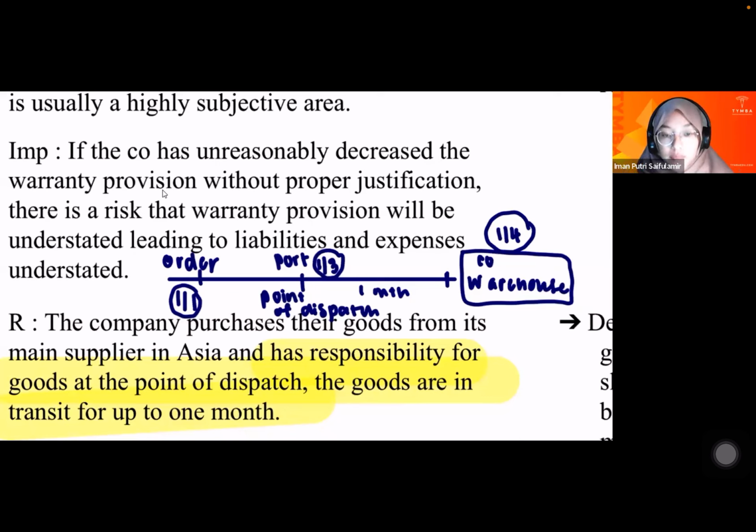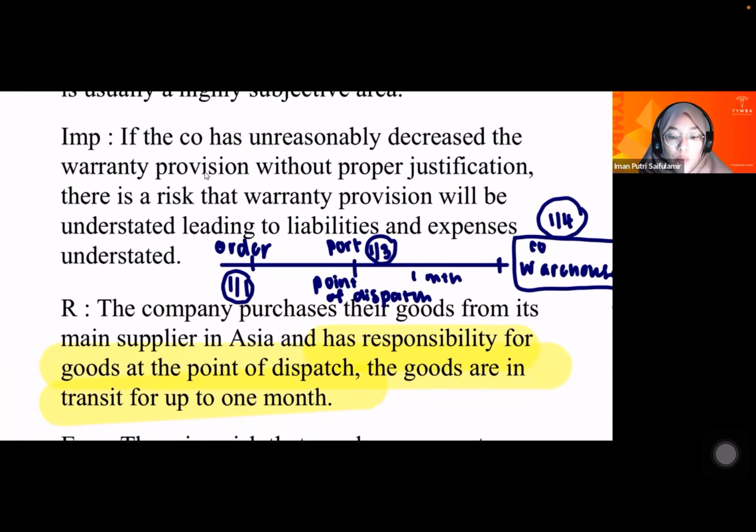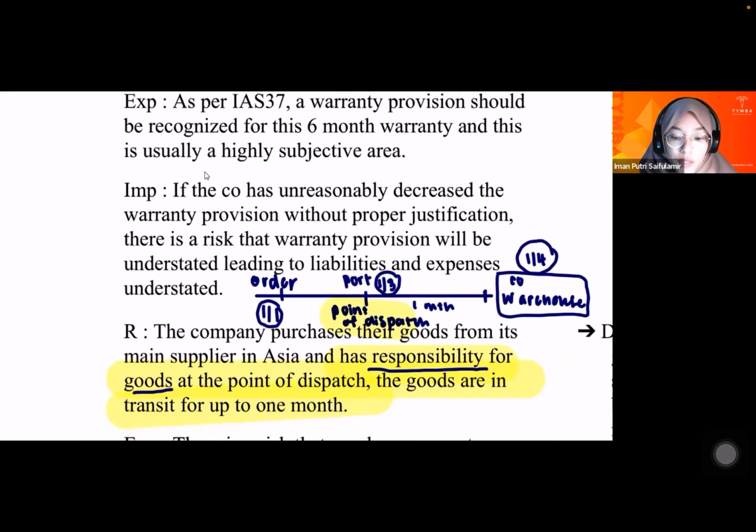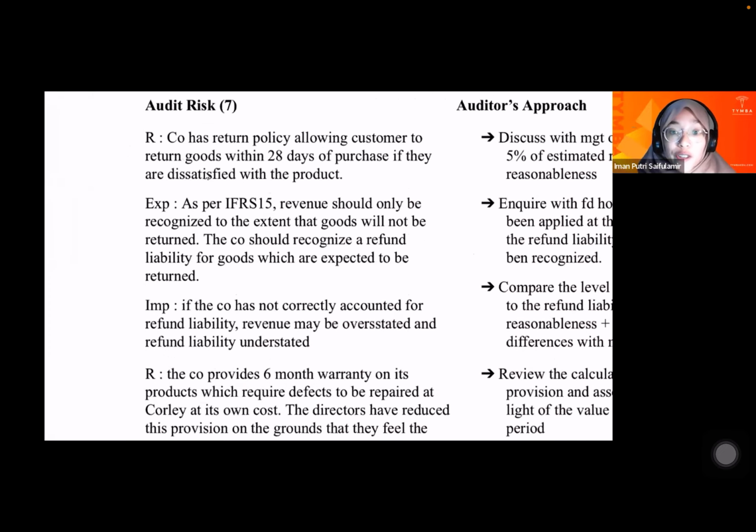What do you guys think? Most of you said 1st of March, and some said 1st of April. Usually we would recognize it on the 1st of April. However, in this case, because of this statement, when the goods have reached the point of dispatch, the responsibility for the goods is in the hands of the company. What is the name of the company? Hurley Appliances. That is where it is very confusing.